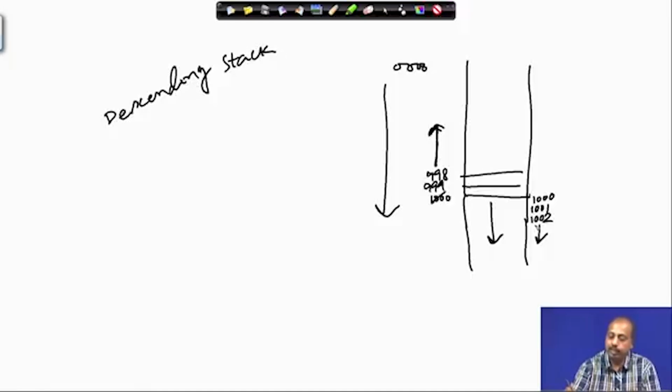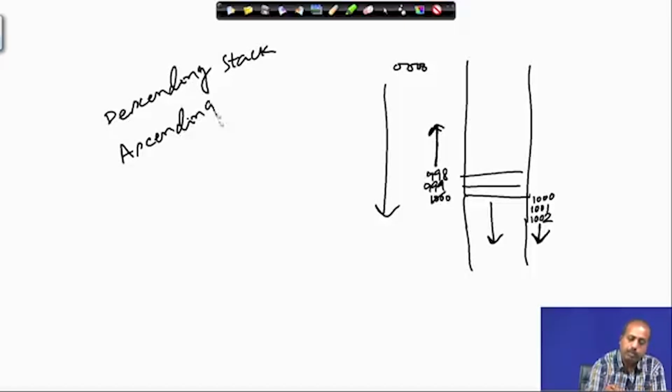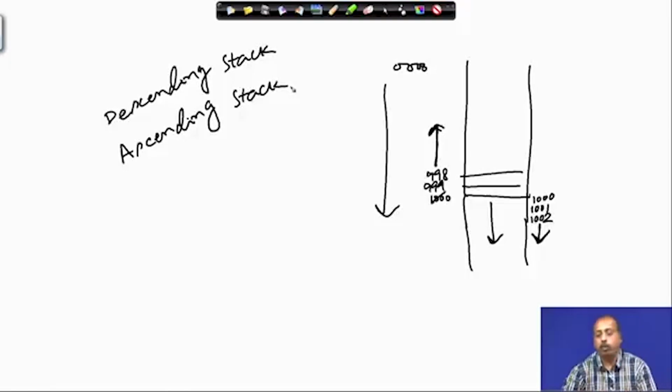On the other hand, here the stack pointer values are increasing. So, this will be called an ascending stack. The stack pointer values are incrementing with successive push operations, and with the pop operation the stack pointer value will decrease. So, we have got descending stack and ascending stack, and both are correct. There is no doubt about which one is correct and which one is not. Any implementation can follow either of the conventions.